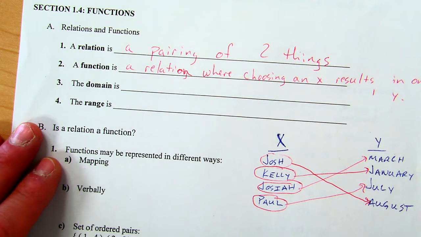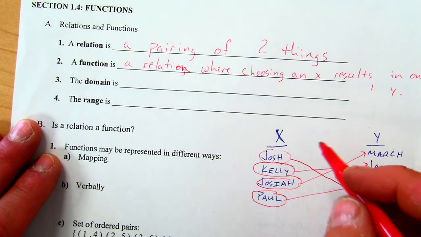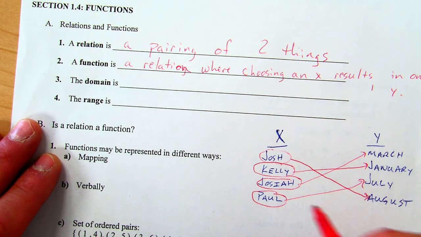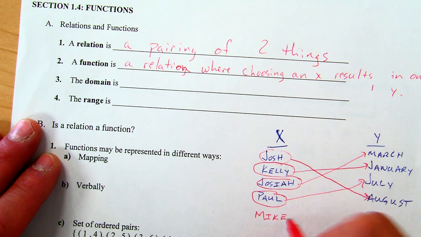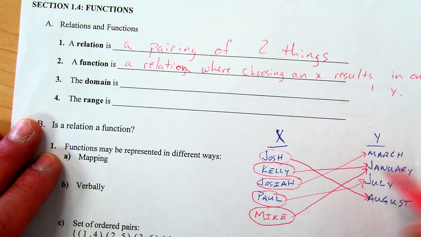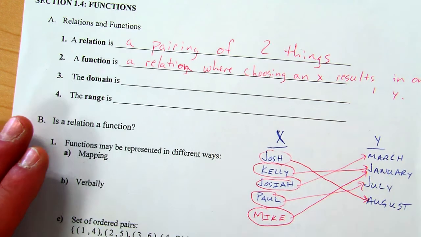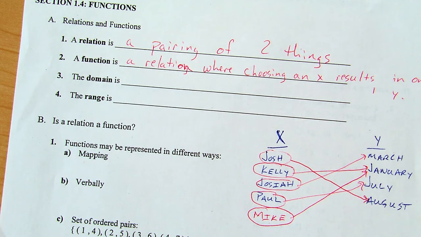Well, here's a question for you. My father-in-law comes along. His name is Mike, and he is also born in January. So now when I choose Mike, it might be a little bit tough to see, but here's what I have. I choose Kelly, and Kelly goes to January. I choose Mike, and he goes to January. And the question I have for you is, is this still a function?